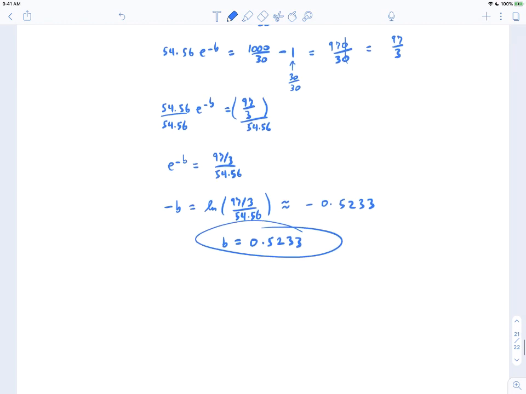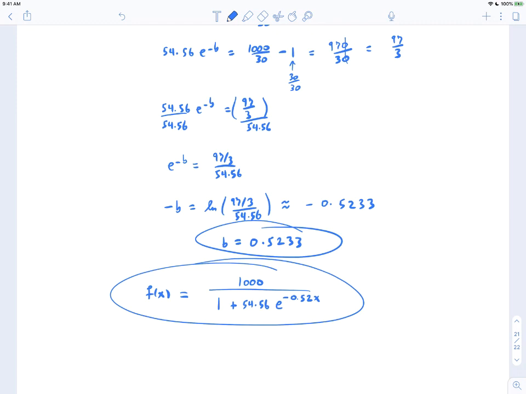Putting all of this together, we have that f(x) is equal to, at least approximately, 1,000, the carrying capacity, over 1 plus a, which is approximately 54.56, times e to the minus 0.52, let's just say 2 decimals, times x. And there you have it. There's your formula. At least that's the approximate answer. We rounded off some decimals there.